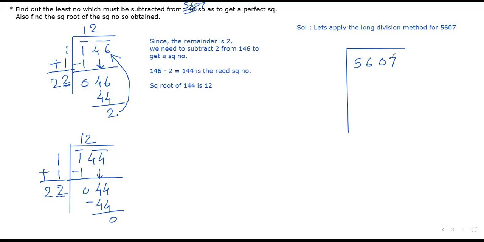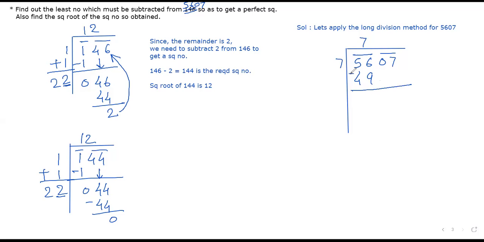Sir, group 07 and 56. What will be the first term? As 56 is the perfect, we will take 7. 7 7s is 49, because 8 8s is 64.